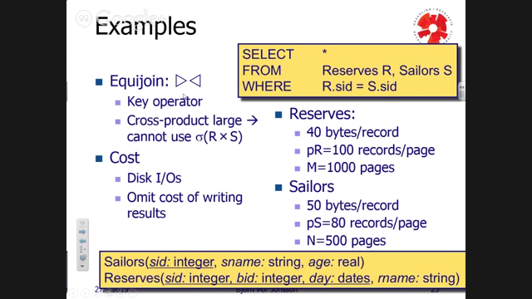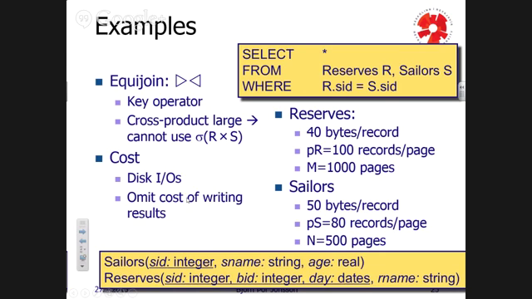So from algebra, you will remember the cross product, basically cross multiplying the two tables and then selecting. And we cannot do this, basically. It's too big. If you have 1,000,000 records and 1,000 records, that's 1,000,000,000 records in the cross product. So we really need to do the processing early.